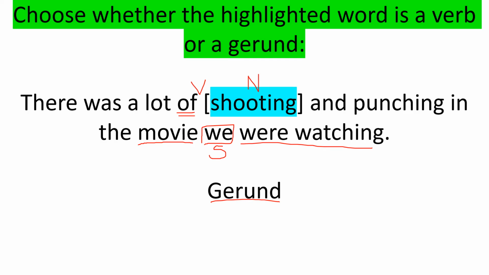But are we doing the shooting here? No, you're not. You're watching a movie with shooting in it. You're not doing the shooting. If you are doing the shooting in the movie theater, that's wrong, right? You're not supposed to do that, right? Be a massive crime. You're watching the movie, and there is a thing. There is shooting in the movie. You can say there was a lot of guns in the movie, right? There was a lot of action in the movie, and those are nouns. So shooting is a noun, and it is a gerund.